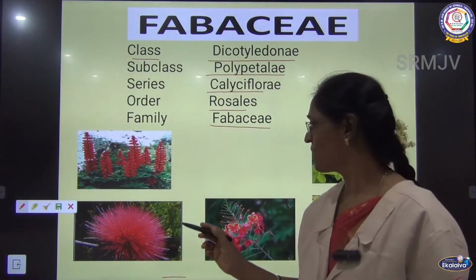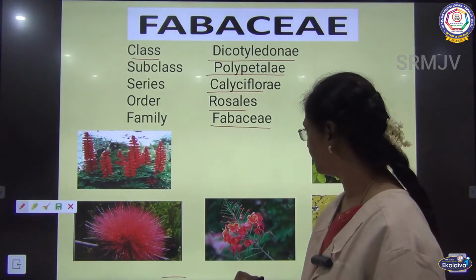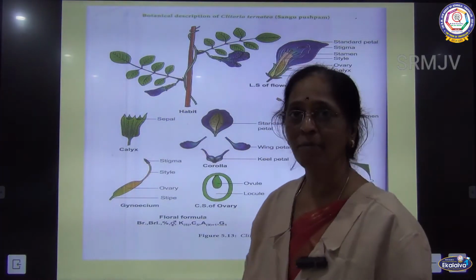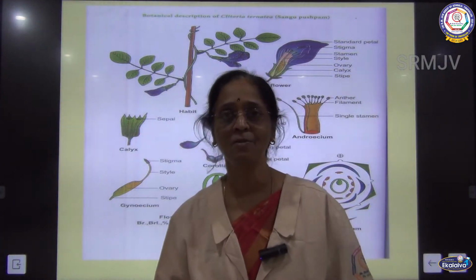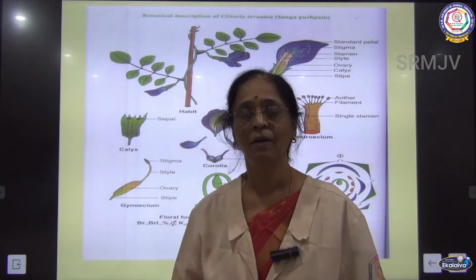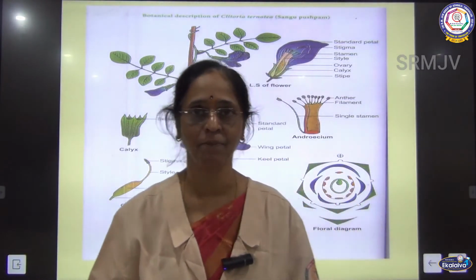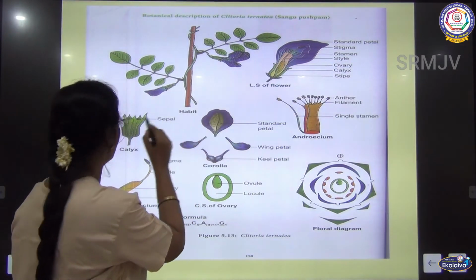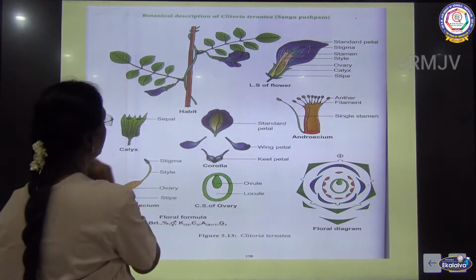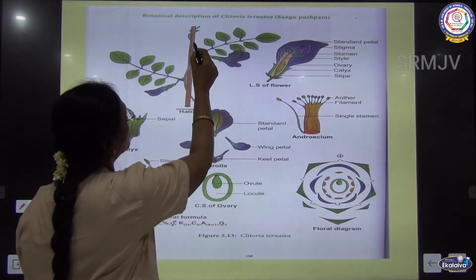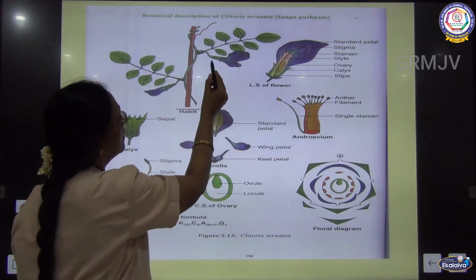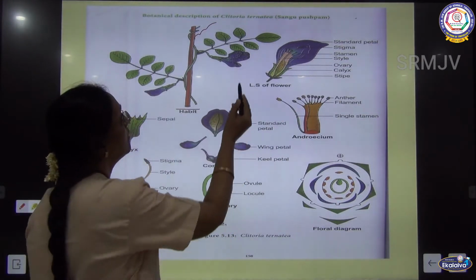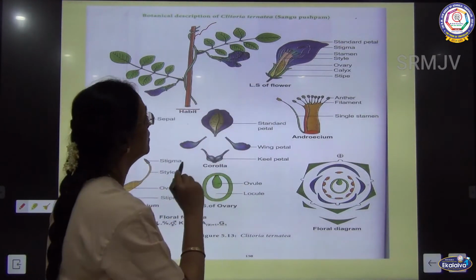And these are some of the examples of the Fabaceae family. In this family, we will look into two examples. One is Clitoria ternatea and the other one is Pisum sativum. If you see the picture, the habit has a weak stem, and you can find the twiner also. And the leaves, if you see, have reticulate venation and are imparipinnate.